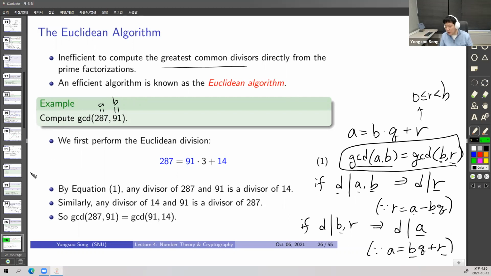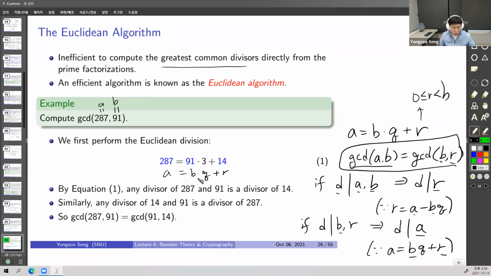And this slide describes just one example of this argument. So A equals B times Q plus R. So computing GCD between A and B is equivalent to computing the GCD of B and R.